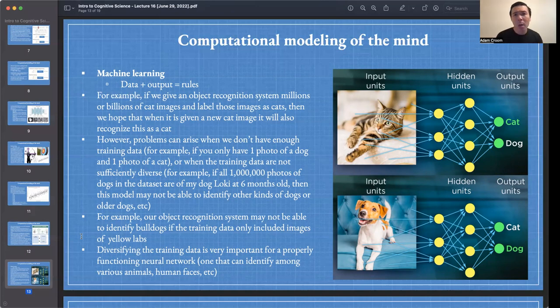Okay, so two problems: not enough data and data of only a certain, limited kind. So our object recognition system may not be able to identify bulldogs, for example, if the training data only included images of yellow labs. Diversifying the training data is very important for a properly functioning neural network, one that can identify among various animals, human faces, and so on.